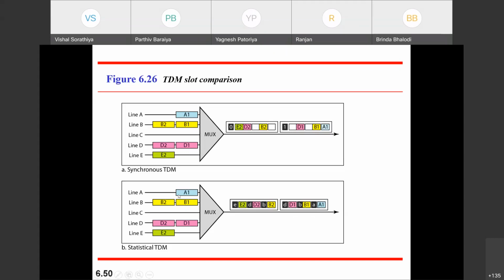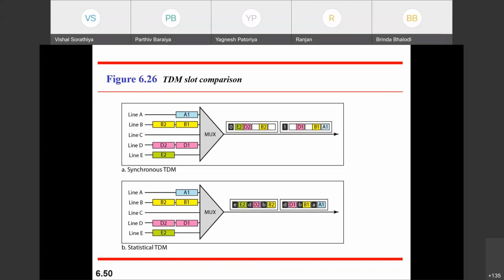A1 doesn't have the data, so B2 coming from B. C is also not having data, so directly it jumps to D. E is having the data, so E2 from E. So likewise, whatever the empty slots are there, it is going to remove them and give individual identity, an individual frame number, and it will multiplex and create a multiplexed frame. Such a technique is considered statistical TDM.